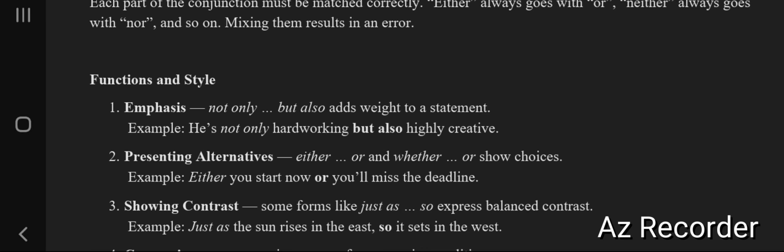Rule 3. Correct pairing. Each part of the conjunction must be matched correctly. Either always goes with or, neither always goes with nor, and so on. Mixing them results in an error.